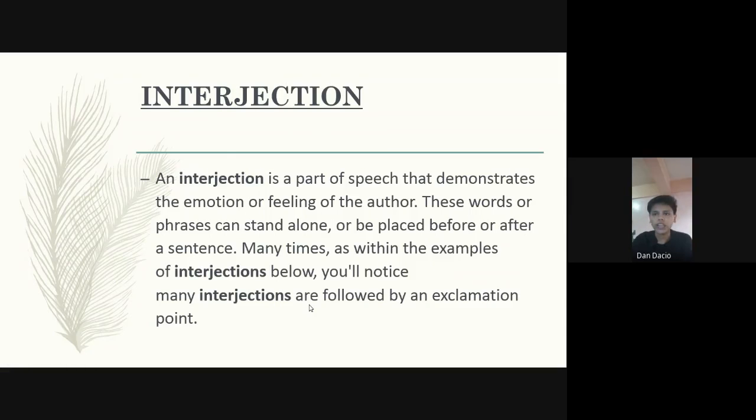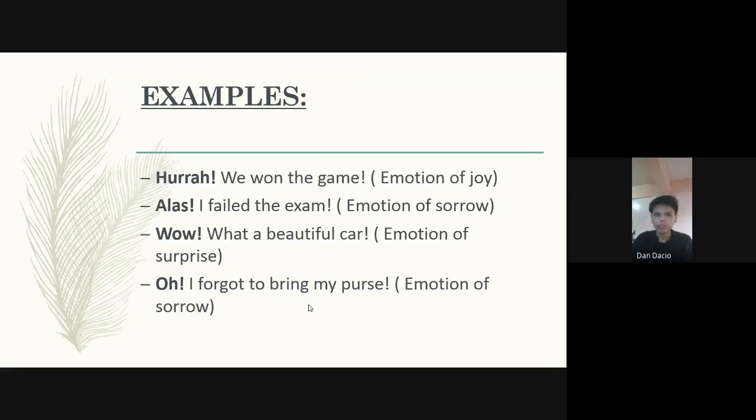Next is interjection. An interjection is a part of speech that demonstrates the emotion or feeling of the author. These words or phrases can stand alone or be placed before or after a sentence. Many times, as within the examples of interjections below, you'll notice many interjections are followed by an exclamation point. Examples: hooray, we won the game. So hooray expresses emotion of joy. So next is alas, I failed the exam. Alas is expression of sorrow.